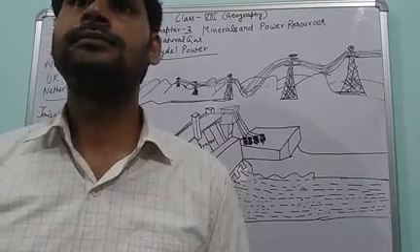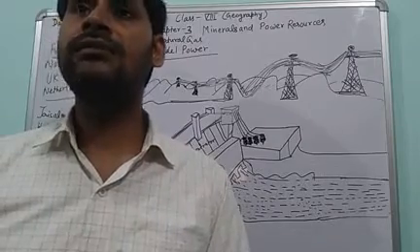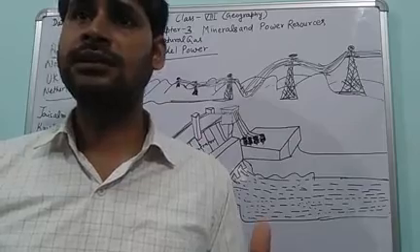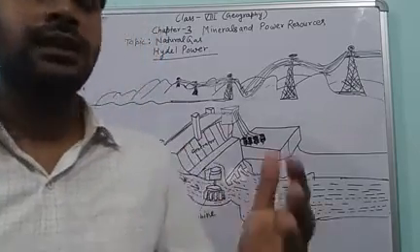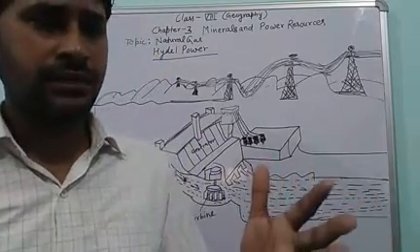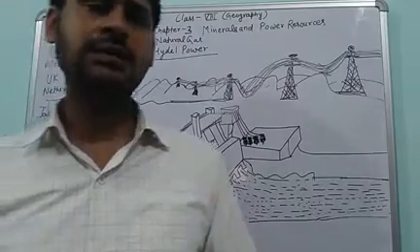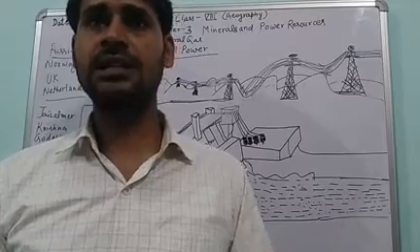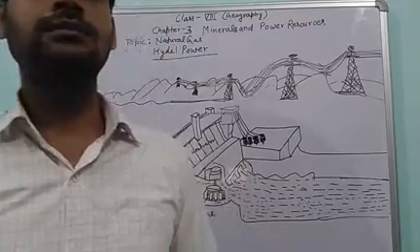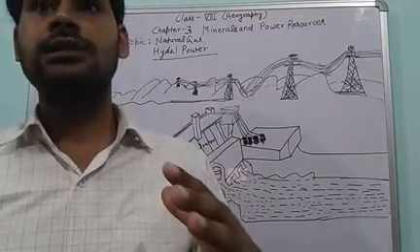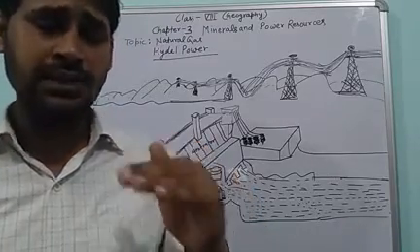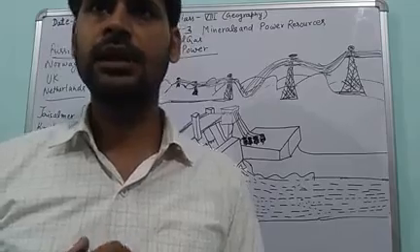Unchecked burning of fossil fuel is like an unchecked dripping tap which will eventually run dry. It means when it is finished, we can't get it easily or immediately. In this way, these conventional sources of energy must be conserved.